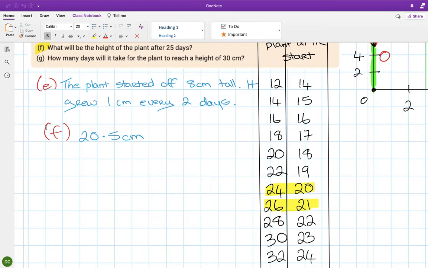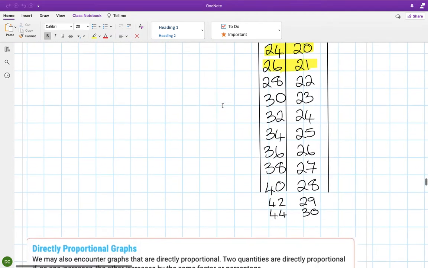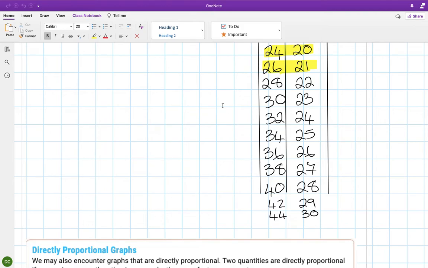And then part G says how many days will it take to reach 30 centimeters. Okay, so I think I got that, yep. So right down the bottom, there's 30 centimeters. How many days? 44.